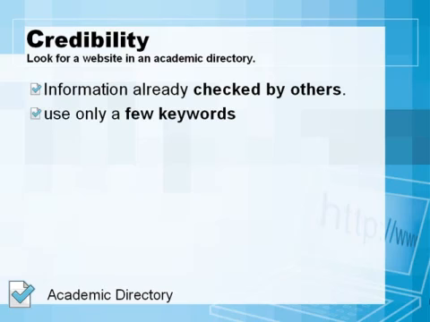Second, it's best only to use a few keywords. Usually when you use a regular search engine like Google, 3 or 4 keywords is probably better. In the case of an academic directory, try 1 or 2. If you can't find what you're looking for, try broader topics. In other words, if you're looking for information about the Battle of Gettysburg and you can't find anything, try using the terms Civil War, since it's a broader topic.